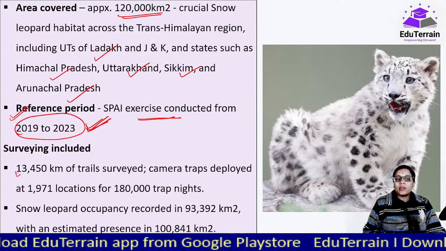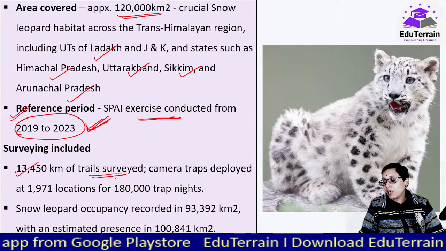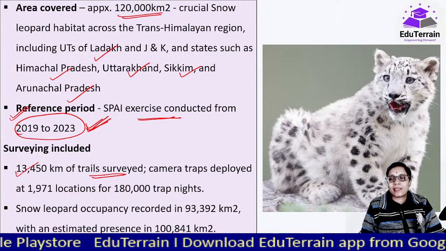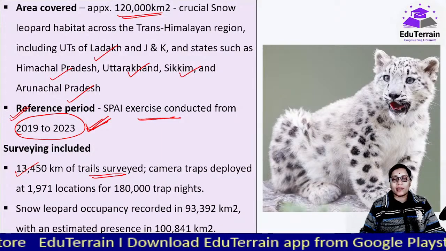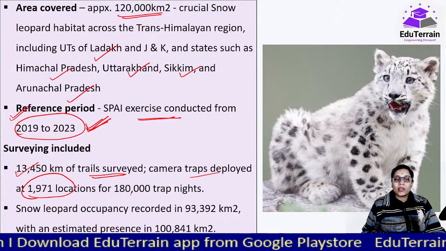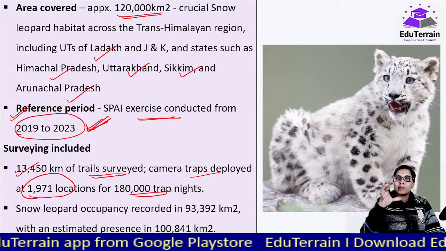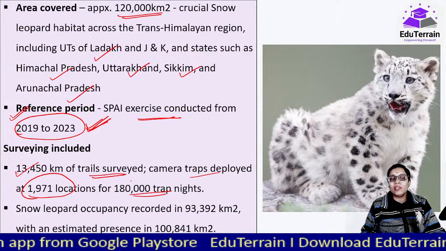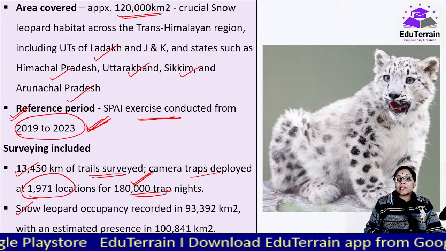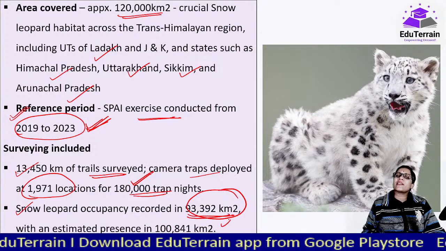Now, surveying included 13,450 kilometers of trails, that is, the paths through which these snow leopards move a lot, and camera traps were deployed at 1971 locations for 1,80,000 trap nights. So those many nights, मतलब इतने locations में इतने सारे trap cameras they have been deployed for close to 1,80,000 trap nights. And snow leopard occupancy recorded was close to 93,392 square kilometers with an estimated presence.